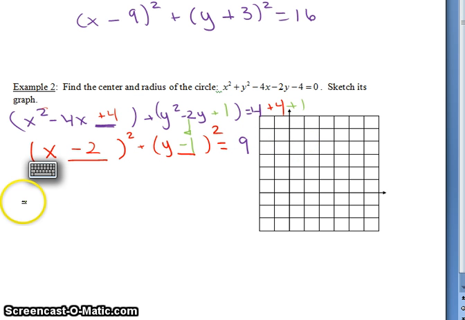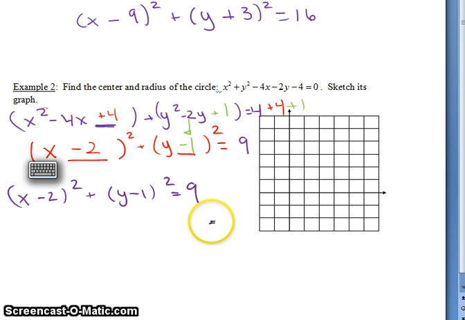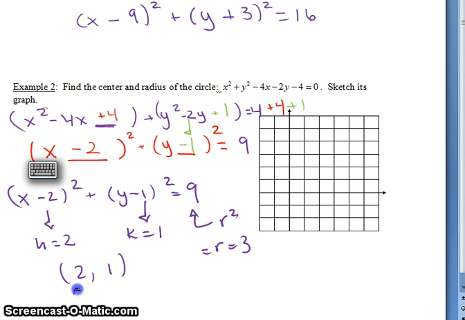So this is standard form. I'm just going to write it neatly. X minus 2 squared plus y minus 1 squared equals 9. So this is standard form. Remember that this number is r squared, so that tells us r equals 3, so the radius is 3. And this gives us h is 2, and this says k is 1, because remember it's x minus your h. Okay, so the center is 2, 1.